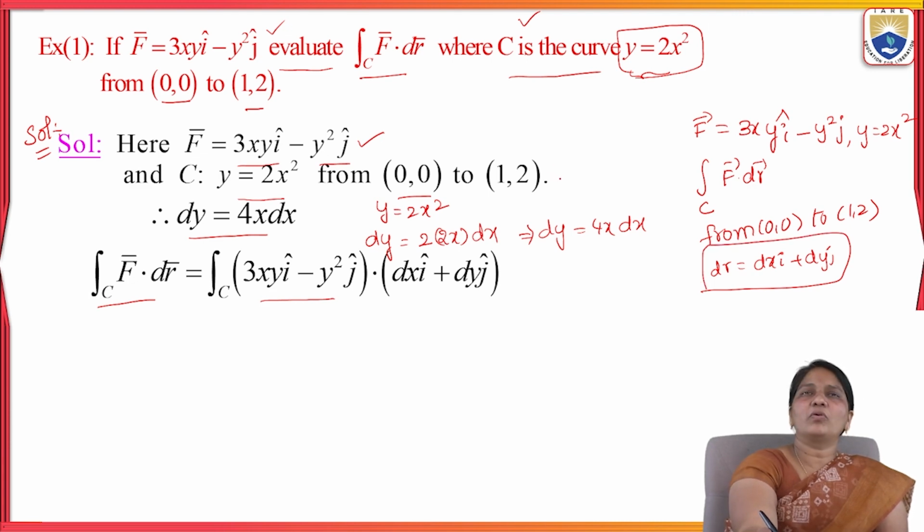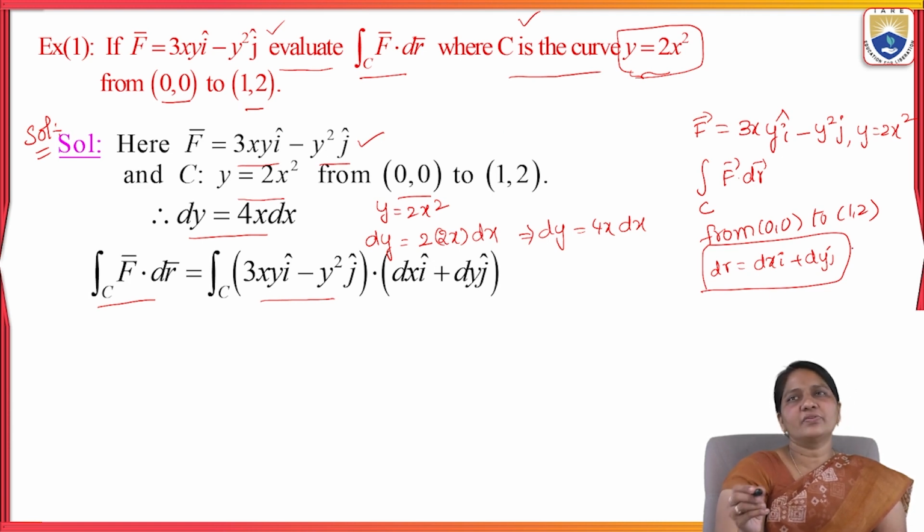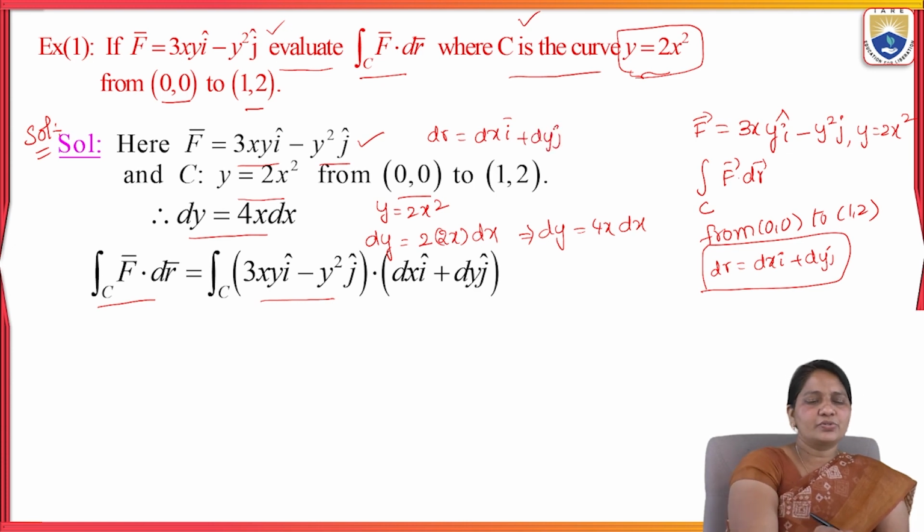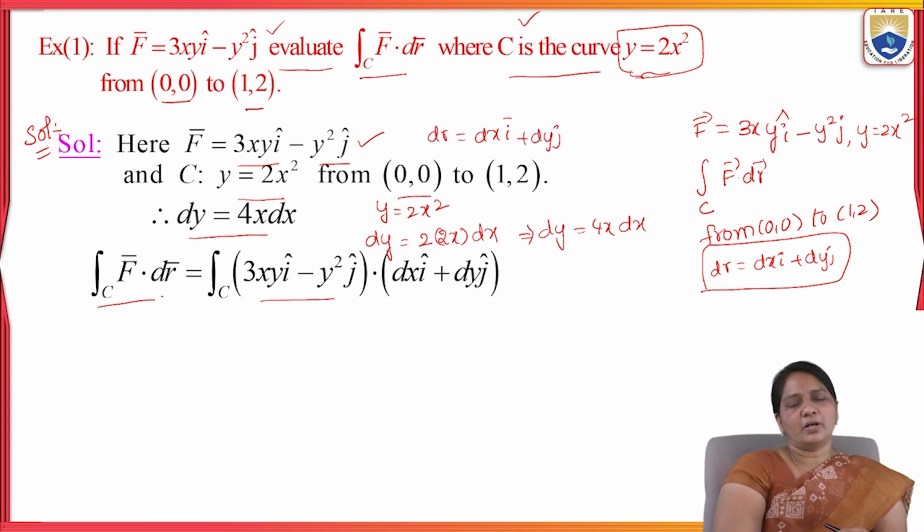Here they will not give this dr bar. We have to remember: if they give 3 components, we have to write it with 3 components, and if they give 2 components, we have to write it with 2 components. So dr bar equals dx i bar plus dy j bar. So for F bar dot dr bar, we are going to do the dot product.